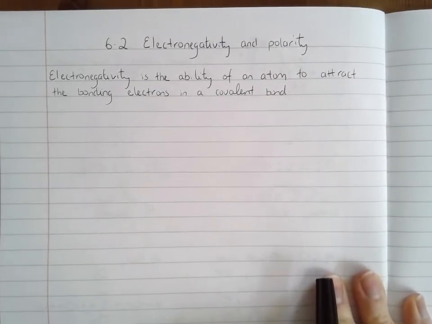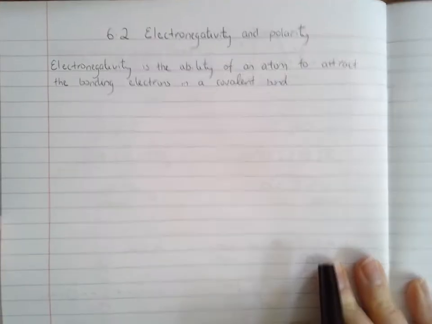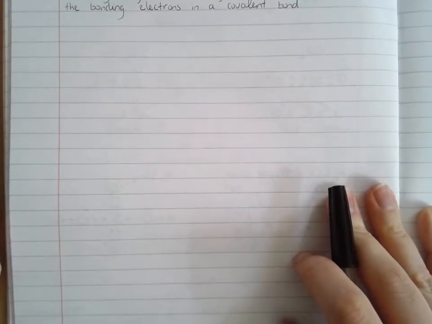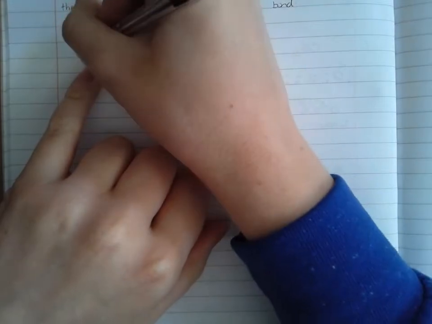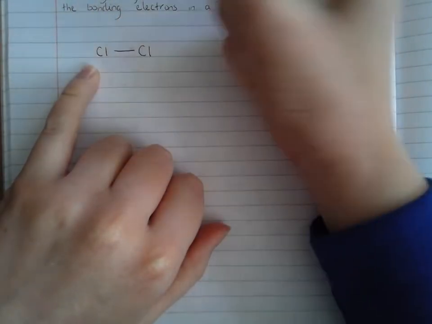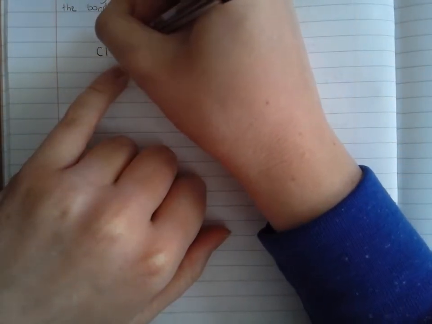In chapter 6.2, we look at a new concept called electronegativity and polarity. Before we look at the actual definition of electronegativity, we are just going to look at a covalent bond. So I'm going to draw two chlorine atoms with a bond between them, and we know that a covalent bond represents a shared pair of electrons.